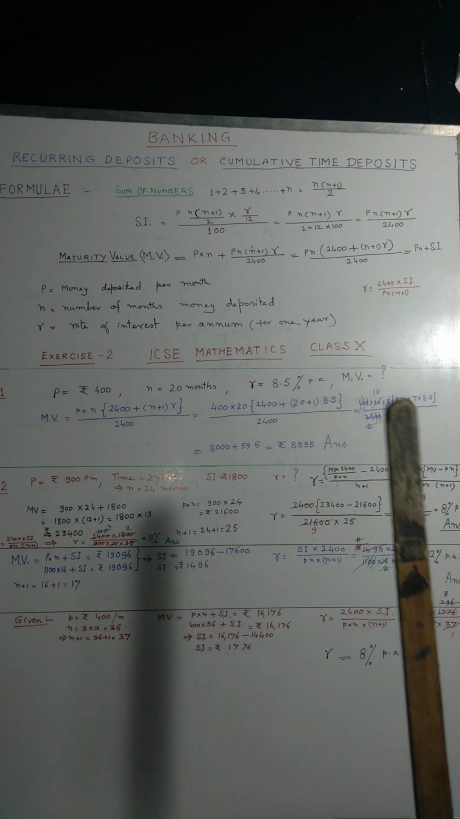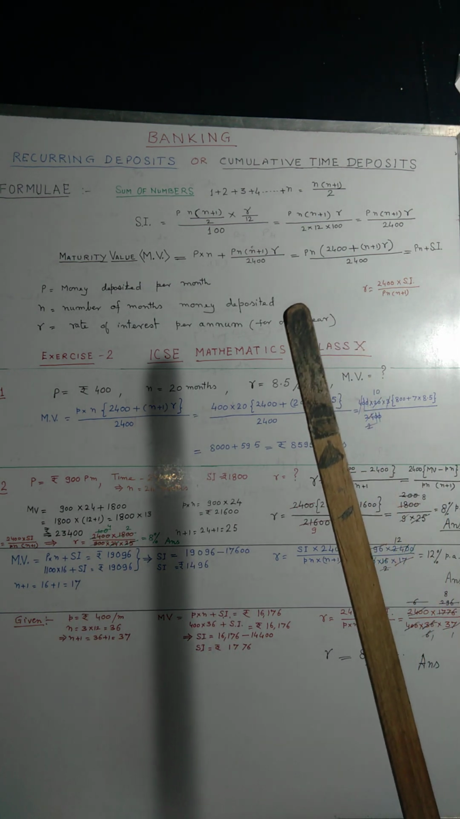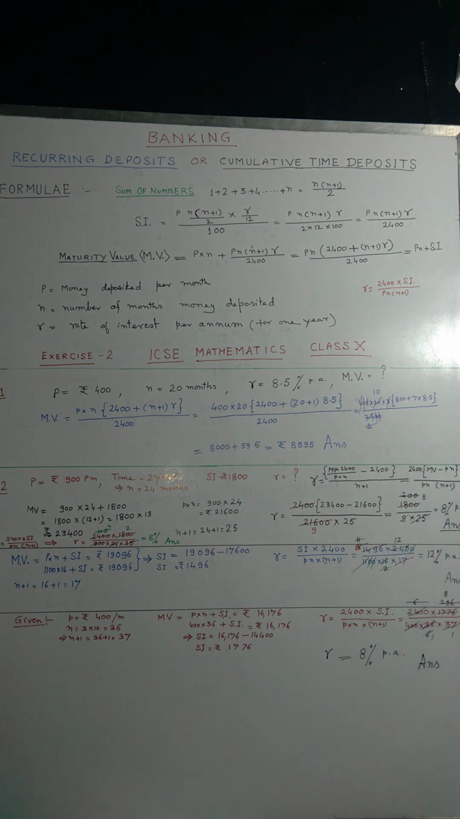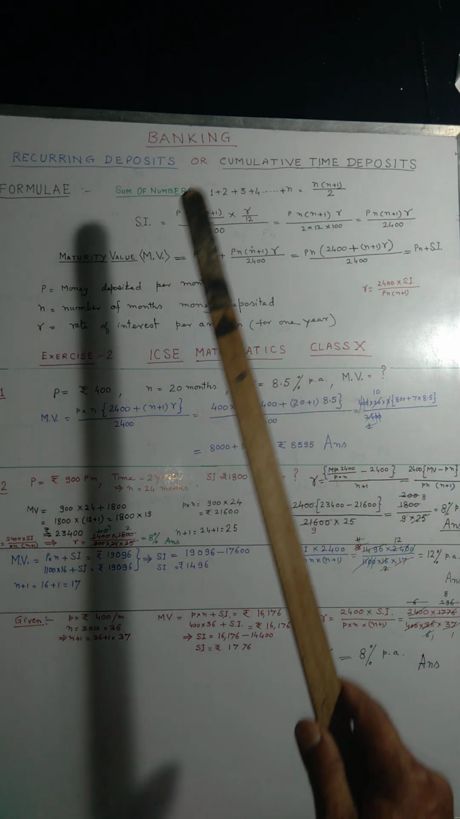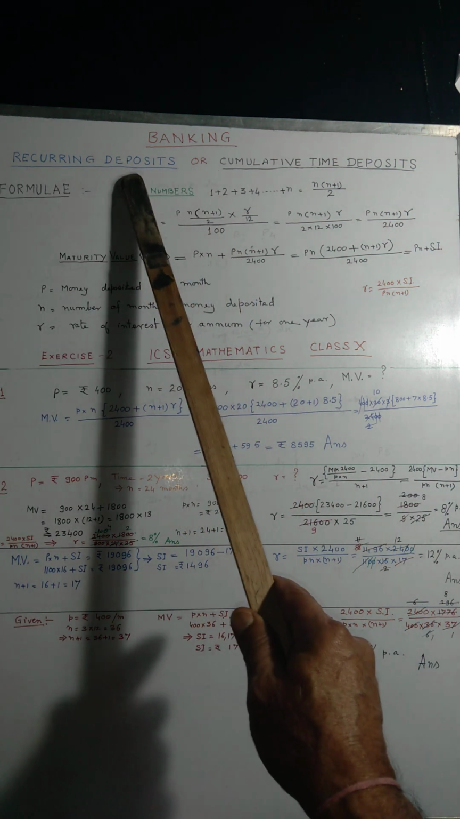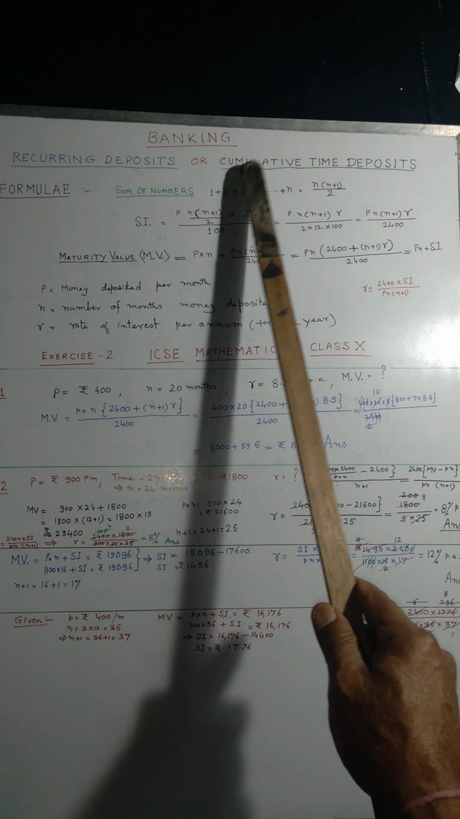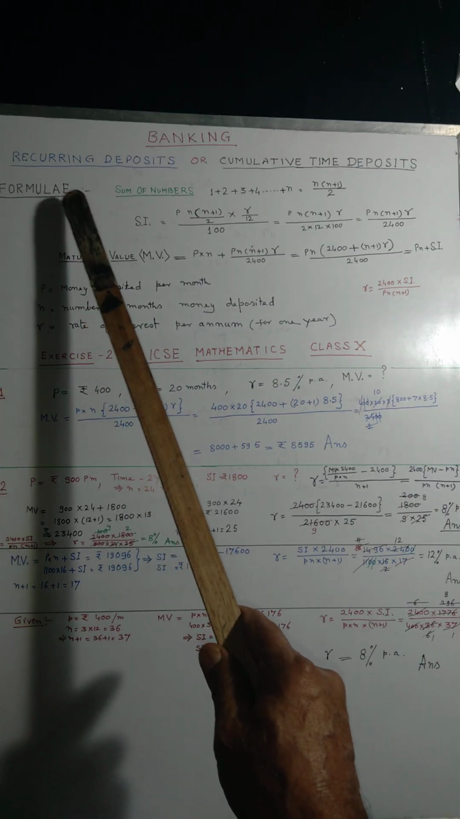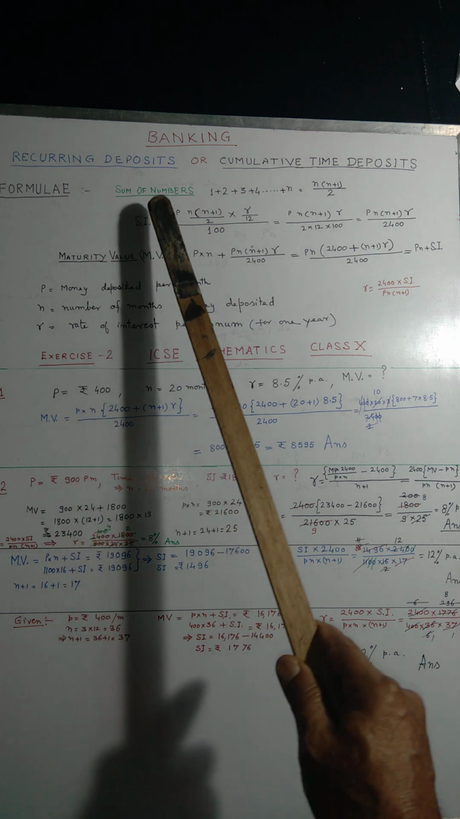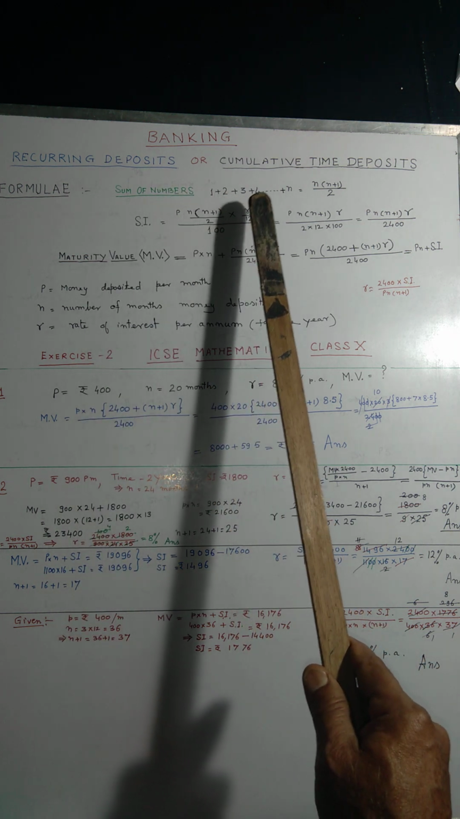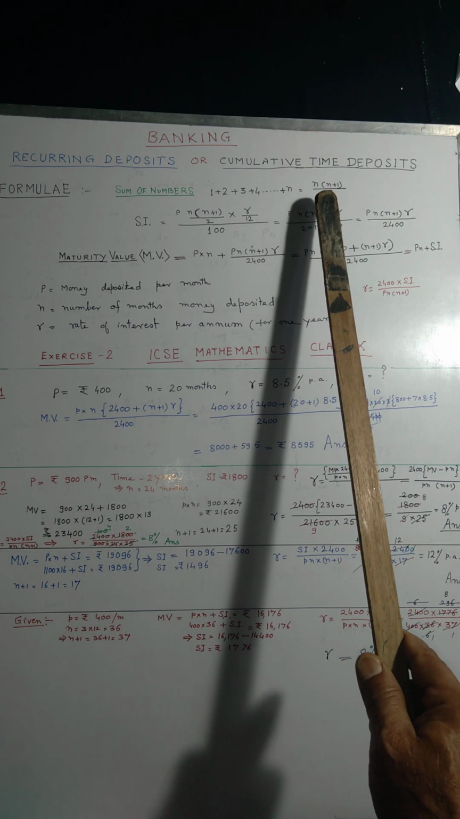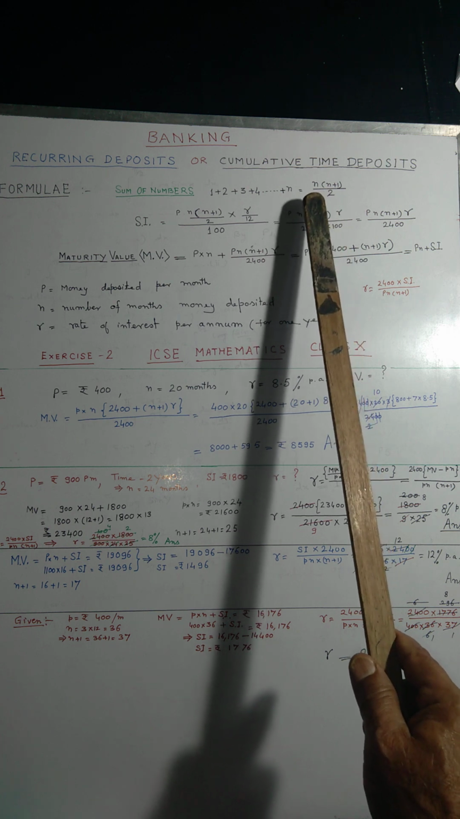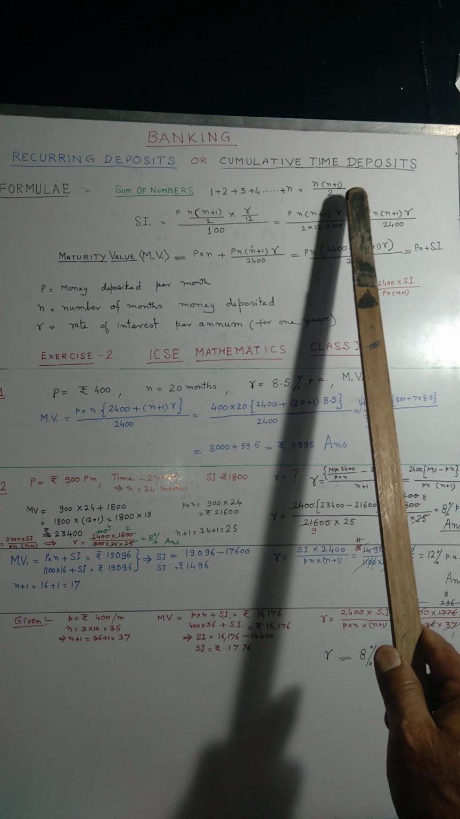Today we will study banking, that is chapter number 2 of ICSE Class 10th. The chapter is banking, recurring deposit or cumulative time deposit. Formulas which are required here: the sum of the numbers 1 plus 2 plus 3 up to n is equal to n(n plus 1) by 2.